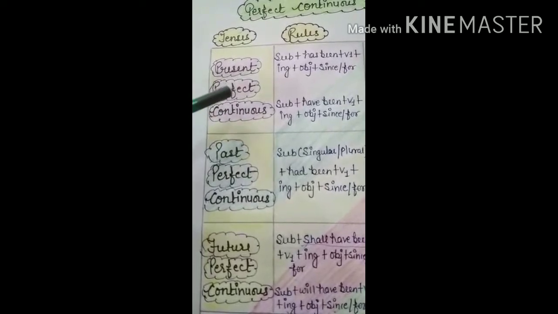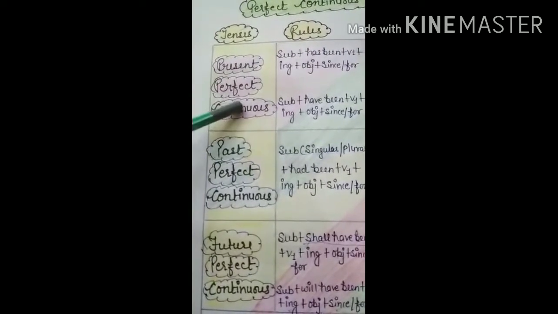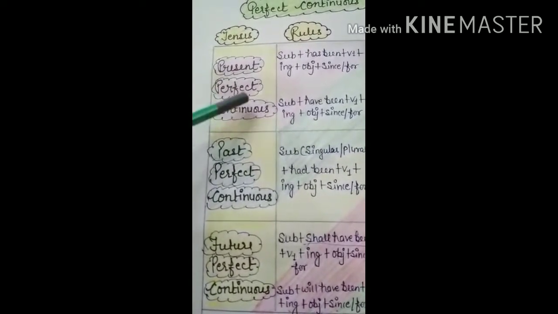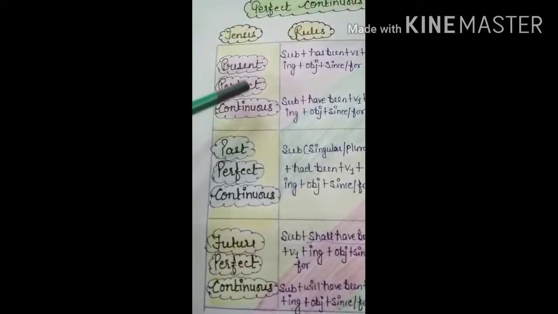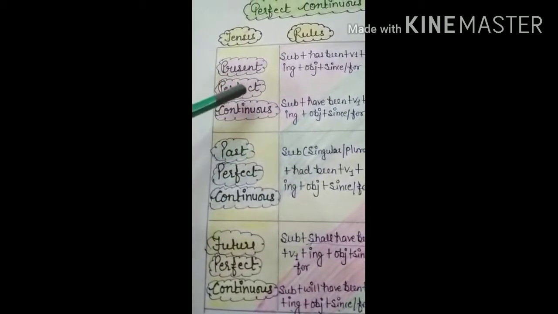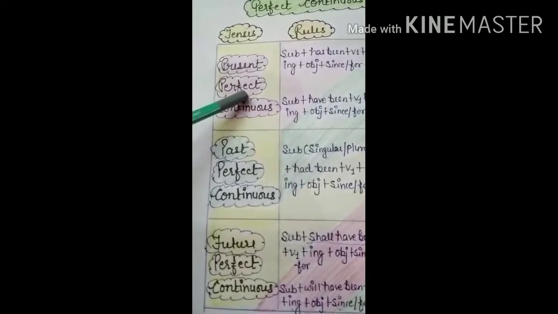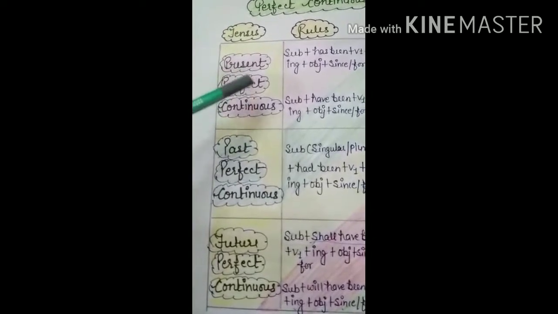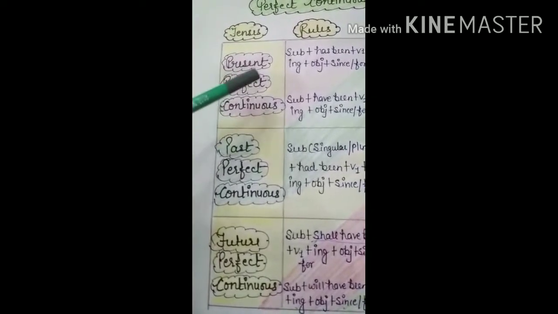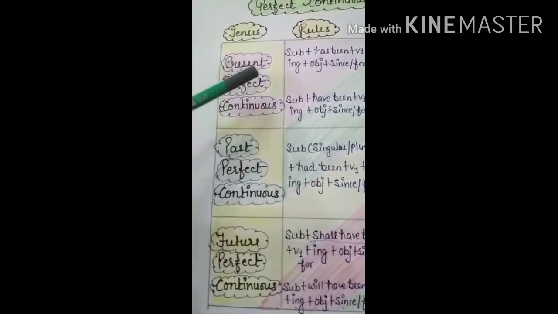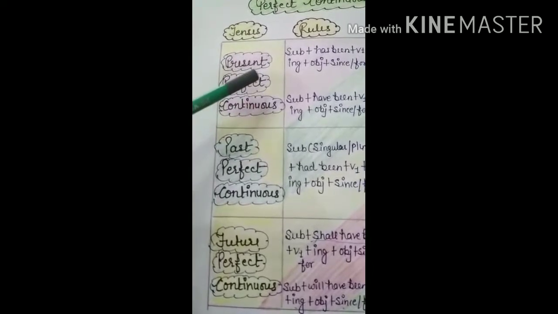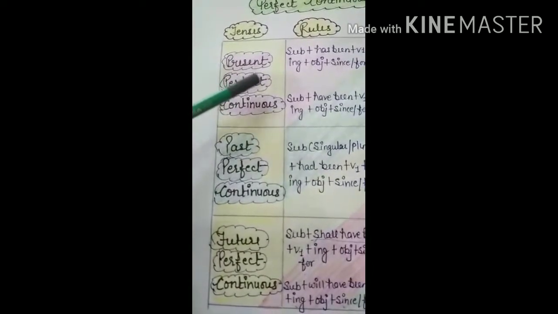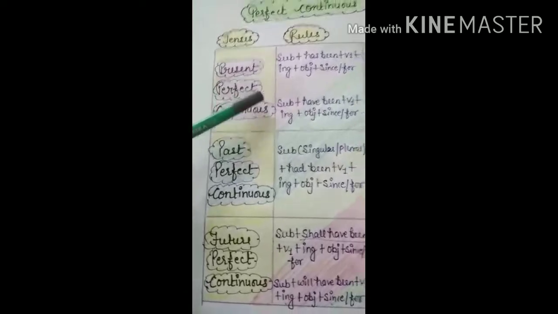Students, this tense is used when the action starts at a certain time in the past and is still in progress and will continue even further. I will repeat. When the action starts at a certain time in the past and is still in progress and will continue even further.